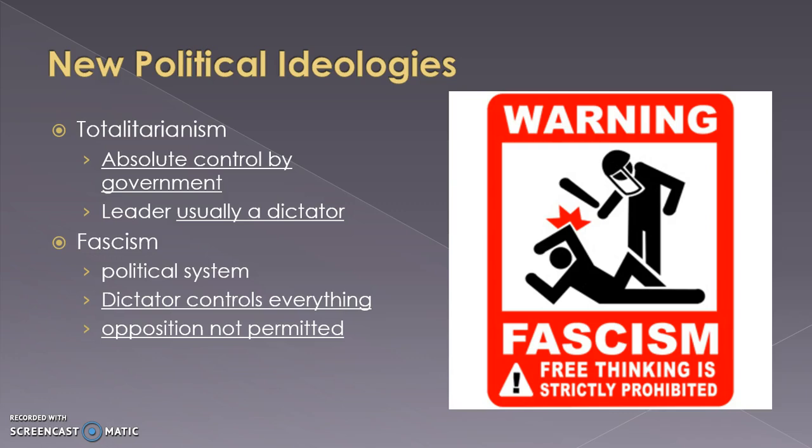Political ideologies started to change in the 1920s and 30s. We begin to see more totalitarian states. These are governments that control every aspect of their country, and their leaders are usually dictators. In Italy, we'll see a new political party emerge known as the fascists. In a fascist system, the dictator controls everything, and opposition to this particular party is not permitted.